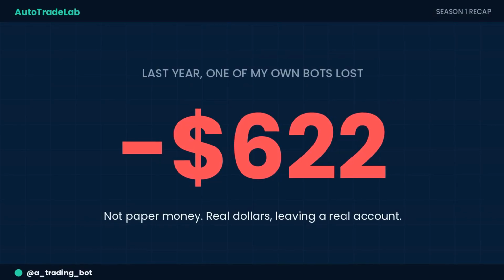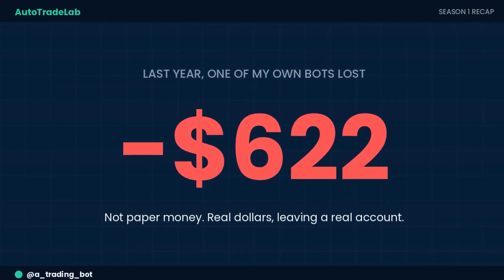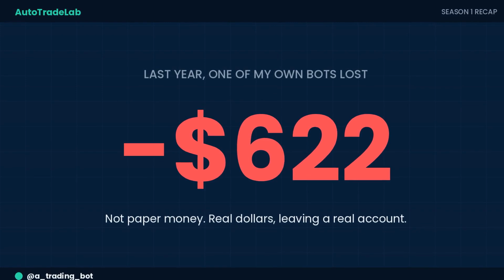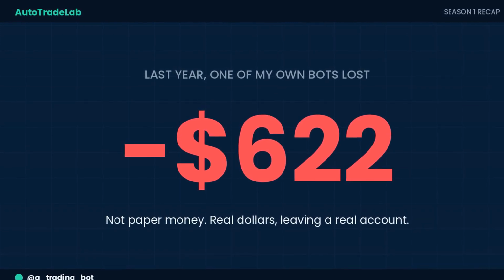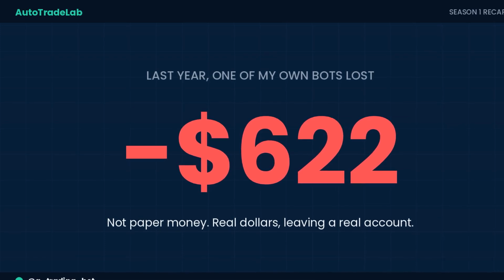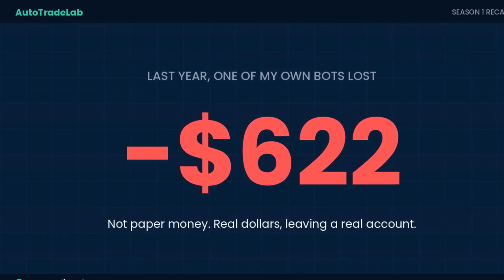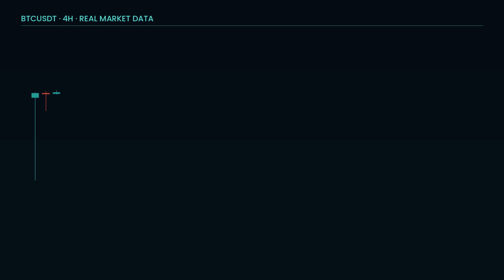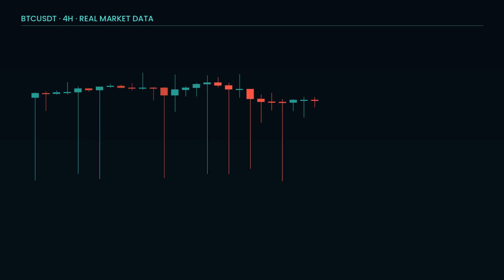Last year, I watched one of my own trading bots lose $622. Not paper money, not a simulation. Real dollars, leaving my real account in small, steady withdrawals, a few dollars per trade, dozens of trades a day, like a leak I couldn't find. It was a scalping bot, and here's the part that kept me up at night.